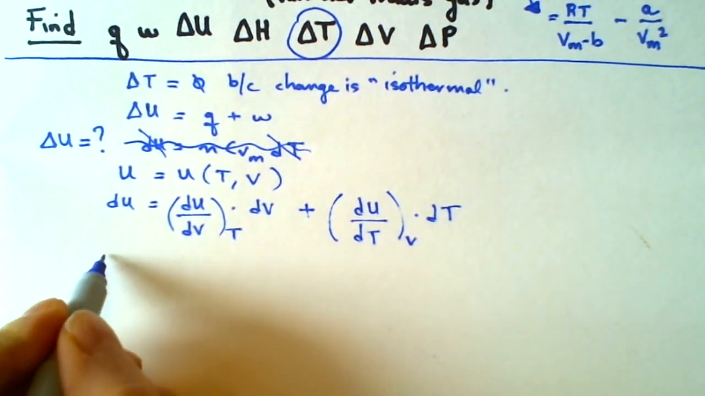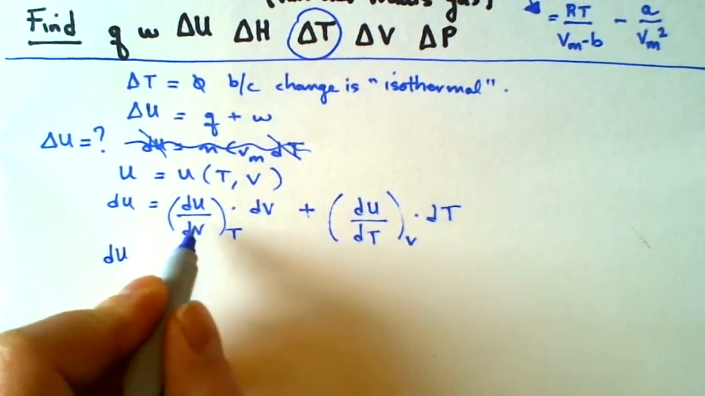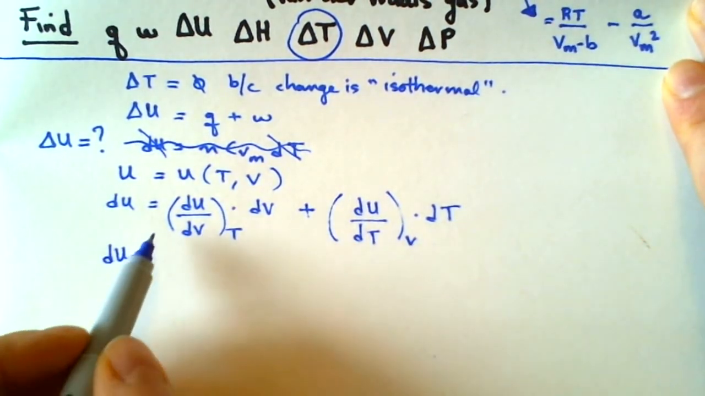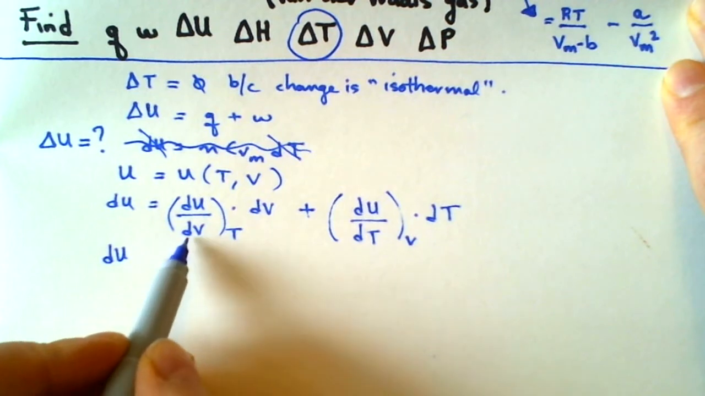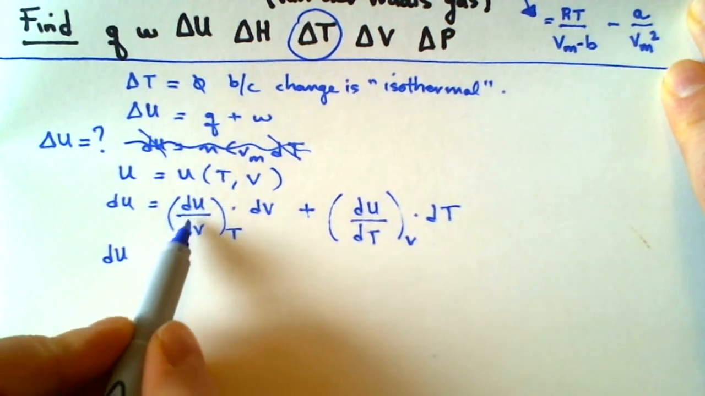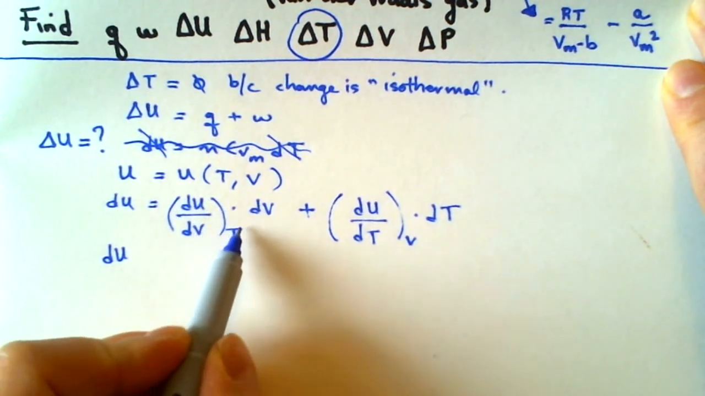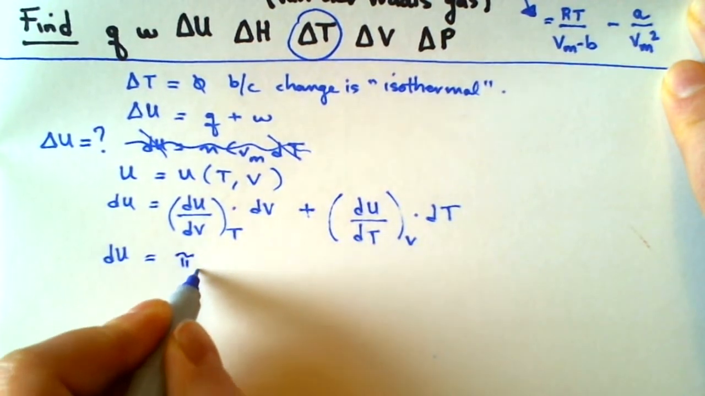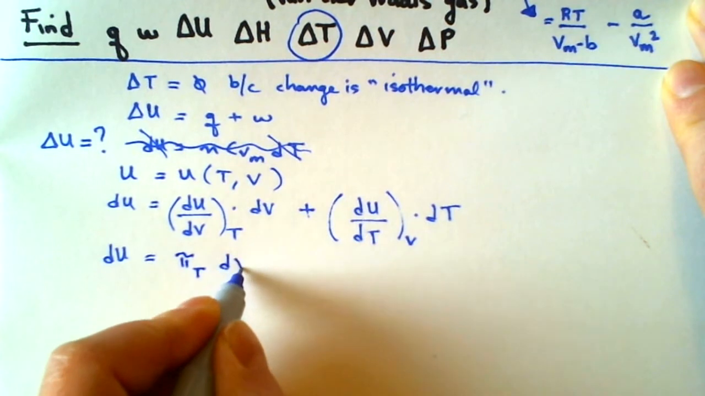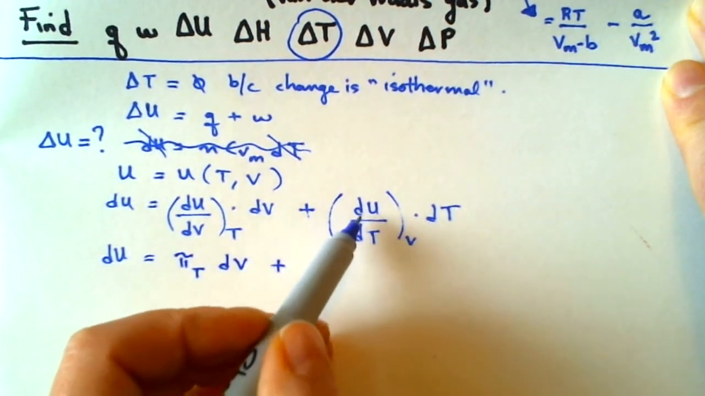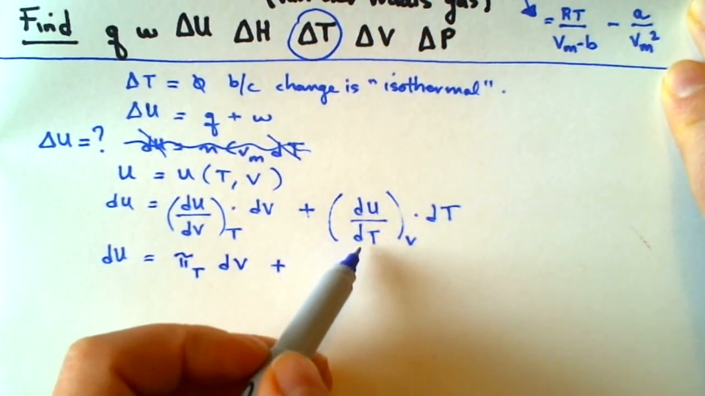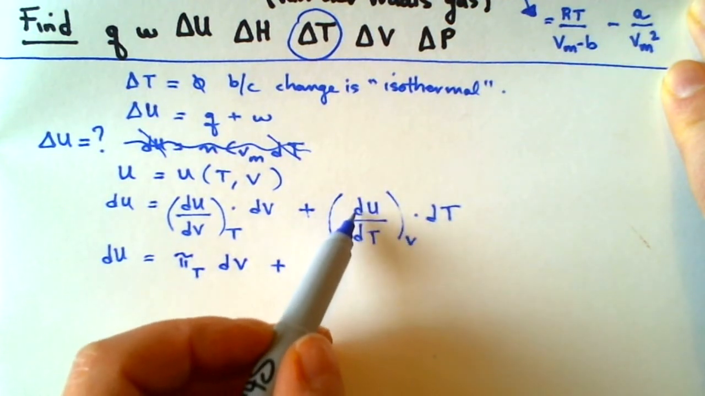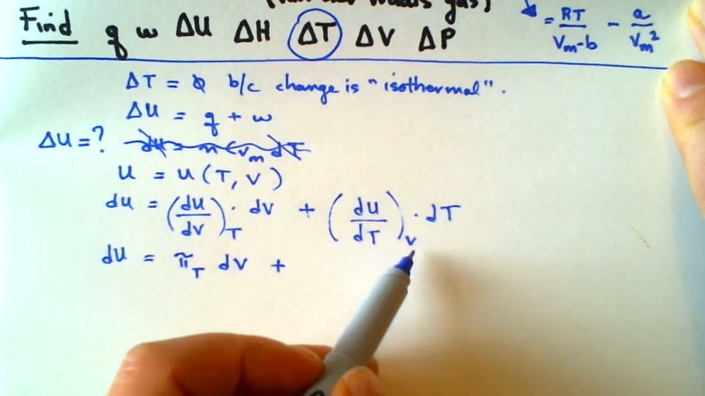Now, these rates of change are sometimes their own properties. dU by dV at constant T. How does the internal energy change when we change the volume and do so isothermally? That is pi sub T. And this, do you recognize it? dU by dT, constant V.